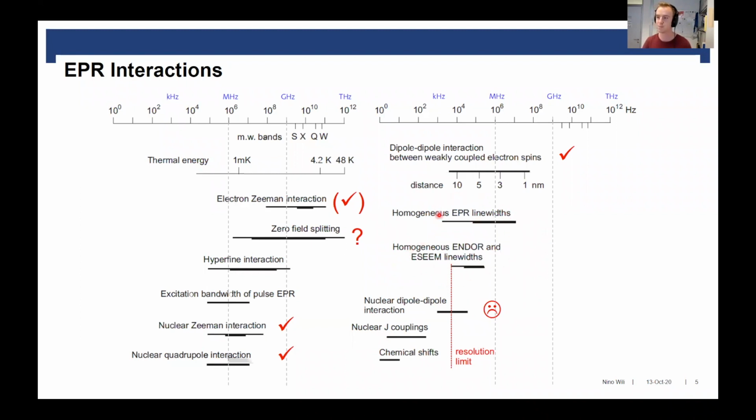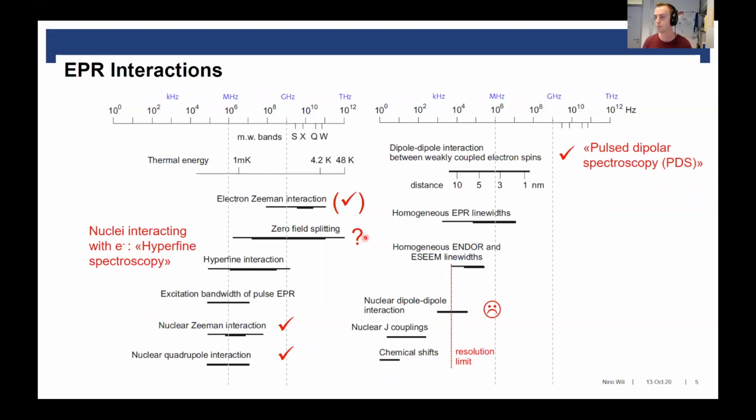So the homogeneous EPR line width is usually broader than the ENDOR line width. And we'll come to this, how we can increase the resolution of our spectra. And just a quick thing to this. If you're dealing with sequences where it's about hyperfine interaction, we usually call them hyperfine spectroscopy, but it's just a subset of EPR techniques.